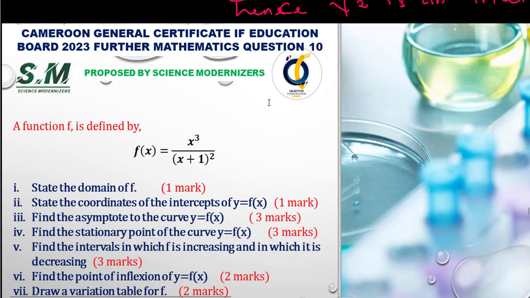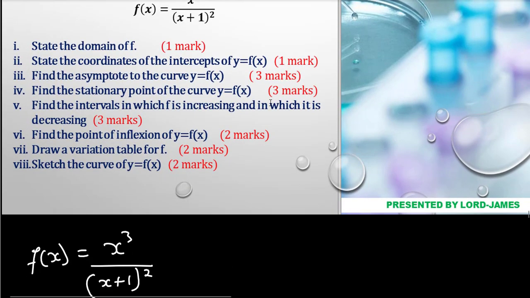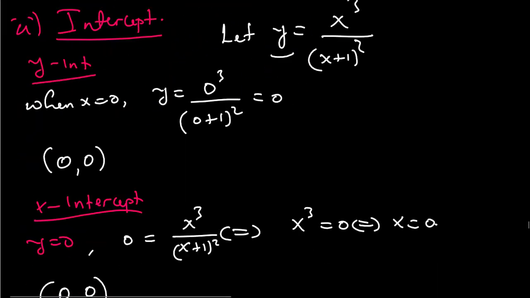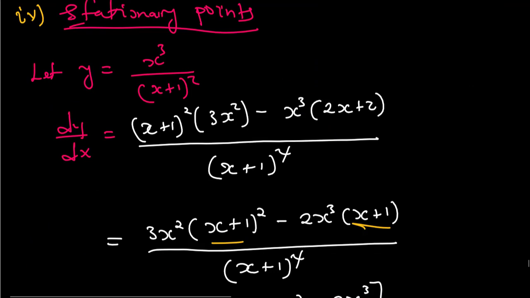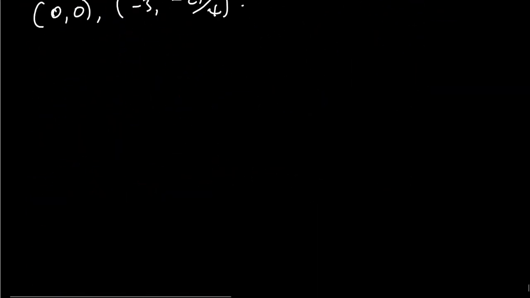So now Roman 5 says find the intervals in which f is increasing and in which it is decreasing. Here we are going to use the expression of the derivative that we obtained in Roman 4. So in other words, in simple terms, we are studying the monotonicity of f.